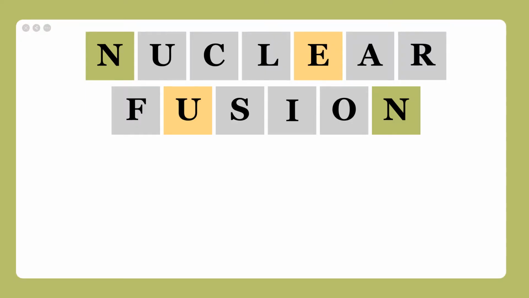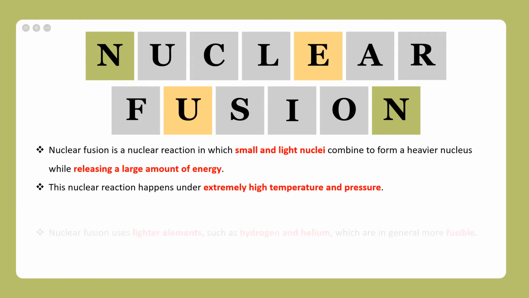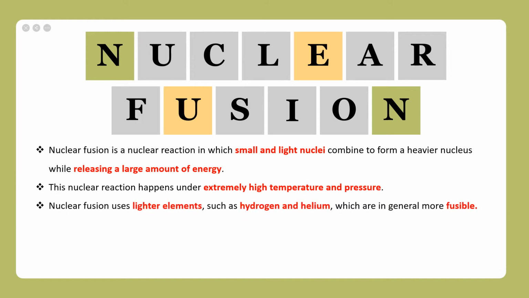Let's move on with our second topic, which is nuclear fusion. Nuclear fusion is a nuclear reaction in which small and light nuclei combine to form a heavier nucleus while releasing a large amount of energy. This nuclear reaction happens under extremely high temperature and pressure. Nuclear fusion uses lighter elements such as hydrogen and helium, which are in general more fusible. These two are examples of isotopes used in nuclear fusion: deuterium and tritium.